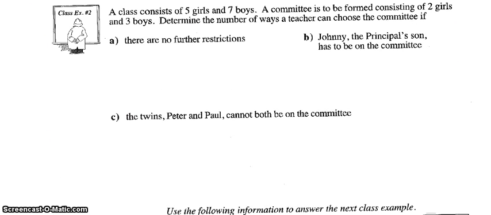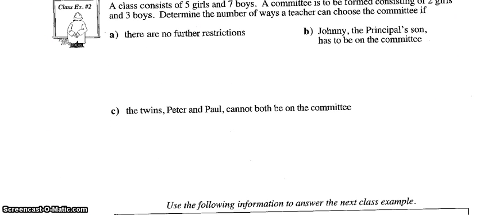So let's try example number 2. A class consists of 5 girls and 7 boys. A committee is to be formed. It consists of 2 girls and 3 boys. Determine the number of ways a teacher can choose the committee if no further restriction.